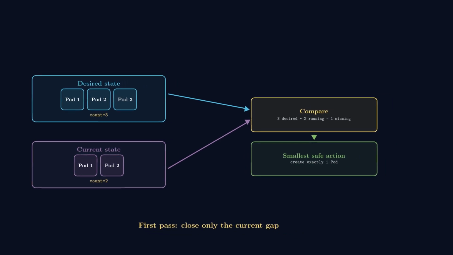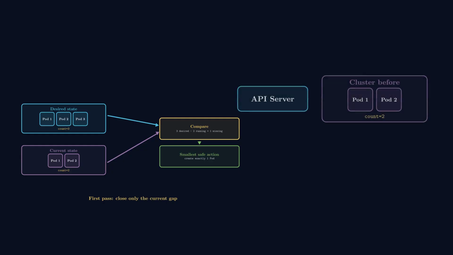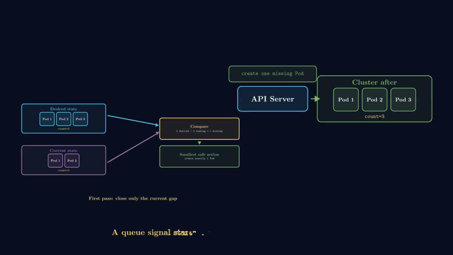The controller sends that create request through the API server. Once the new pod is stored and becomes visible, the cluster now has 3 pods. The important point is that the controller asked for the missing result. It did not assume that every queue delivery must create something.